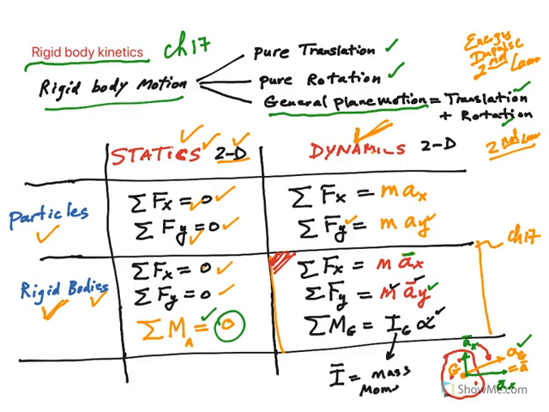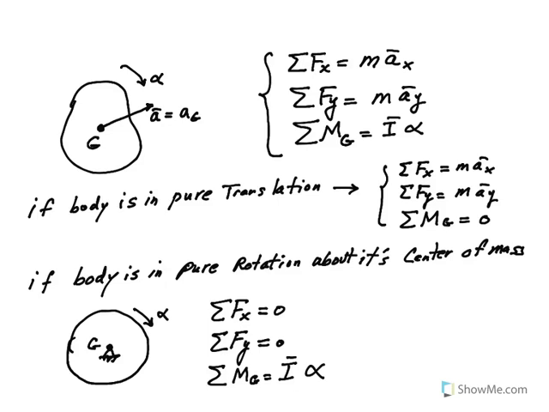It's a property of the mass, and it has to do with the rotation of bodies, and I'm going to have a video on that pretty soon, talking about this mass moment of inertia. So these are the three equations that we're going to be using in this chapter, as shown here. Let me go to the next page.